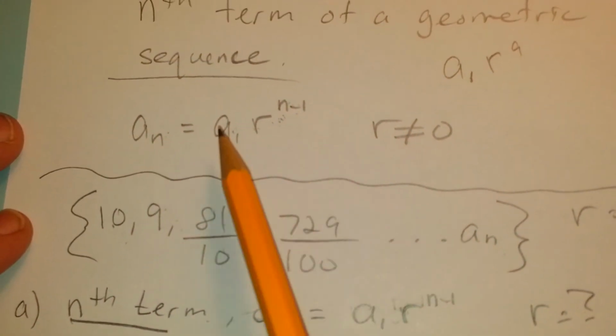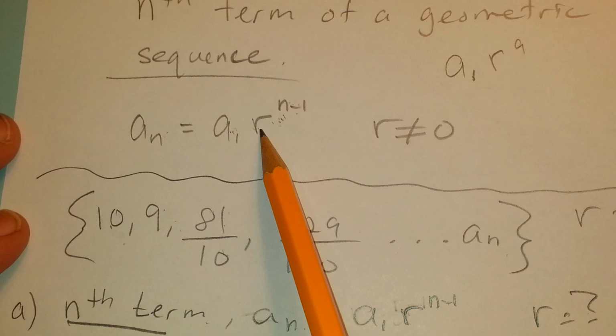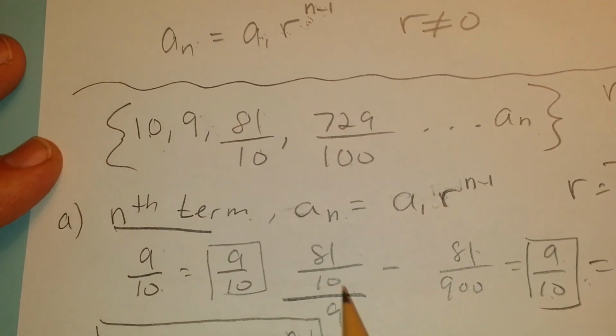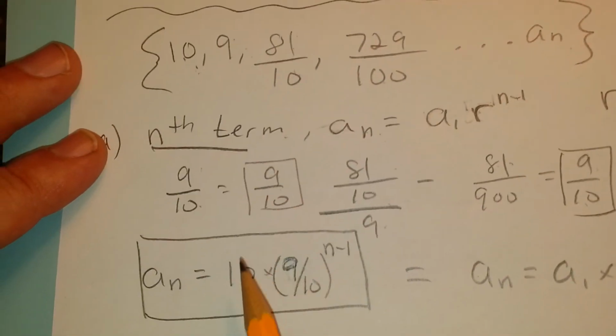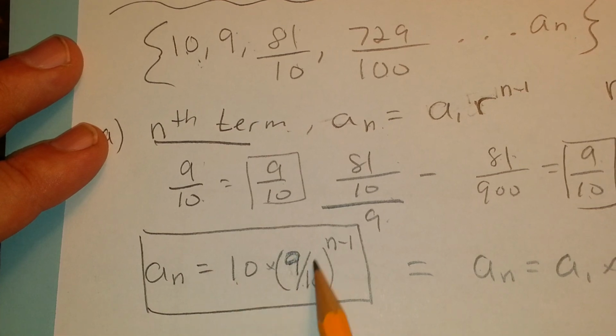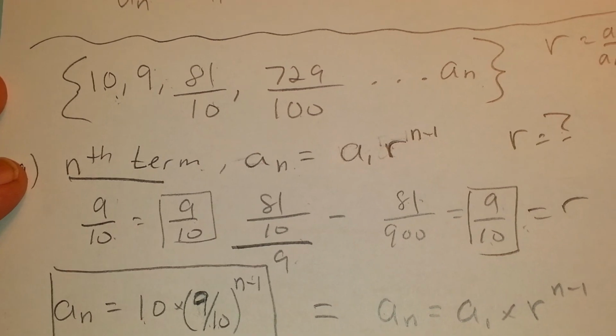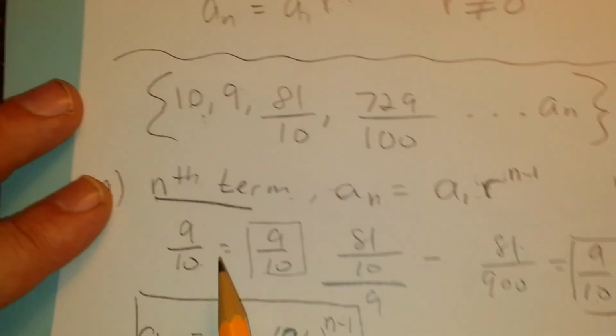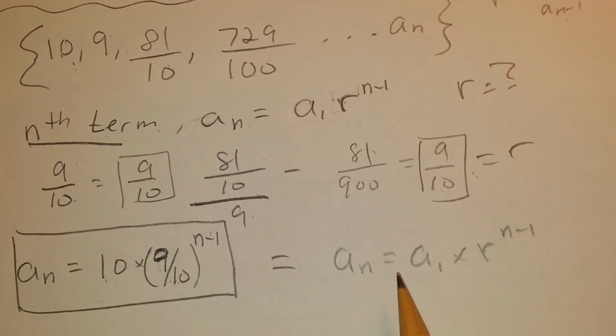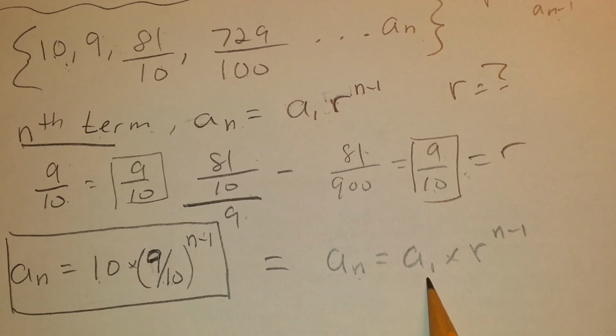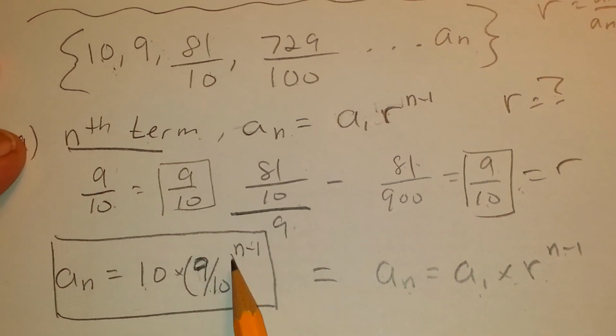So remember our formula. I take the first term times the common ratio to n minus 1. The first term is 10 times the common ratio of 9/10 to the n minus 1. So there's our formula for the nth term: a sub 1 times r to the n minus 1.